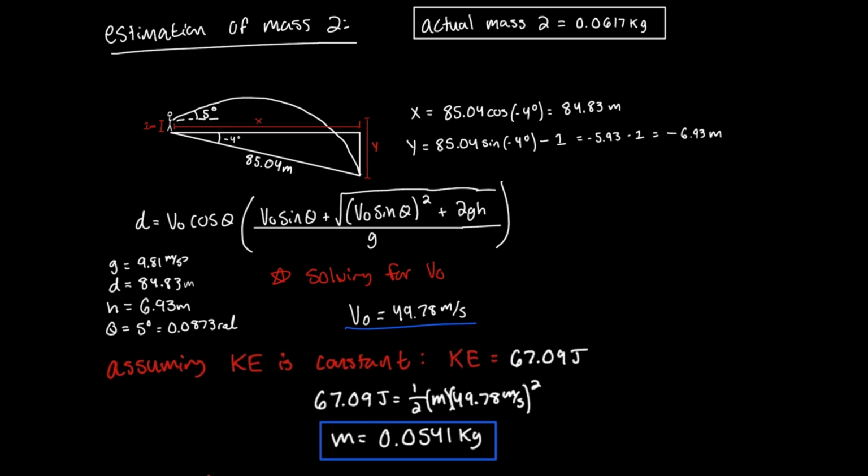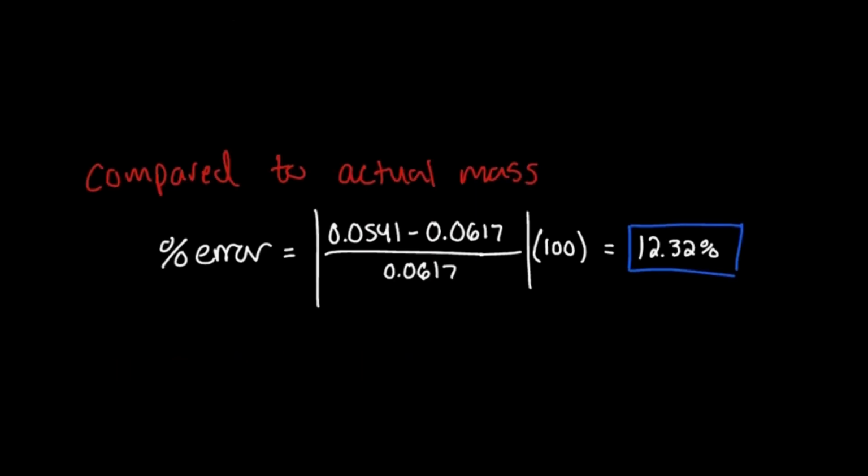per second. So using that, and assuming that the kinetic energy is the same as mass 1, we can plug that into the kinetic energy equation, 1/2 mv squared, and we find that mass can be estimated to be 0.0541 kilograms. And if we compare that to the actual mass, which was 0.0617 kilograms, we find a percent error of 12.32%.